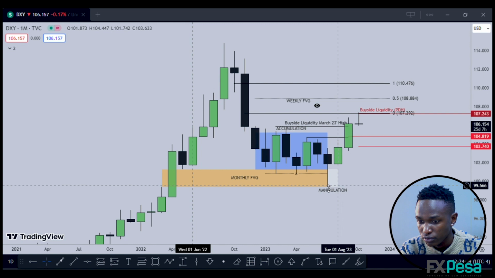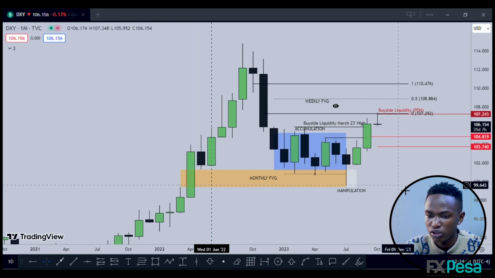Now this candle close came and closed above the monthly fair value gap. If it closed above the monthly fair value gap, that was a sure buy or a sure bull run. That indicates a clear indication that the stop loss hunting is done and now it's time for the distribution phase. This is what I mean. I think you can clearly see here on the monthly chart.